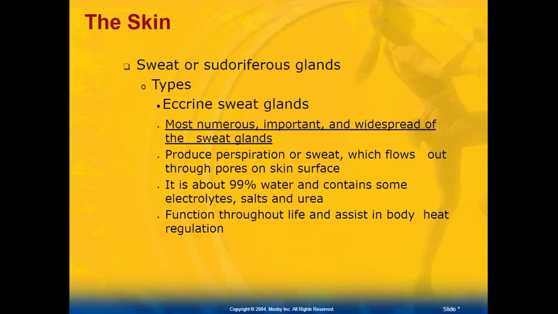The eccrine, like it says, is the most numerous, important, and widespread of the sweat glands. It produces the fluid, or sweat, on the outside of the skin that beads up, which allows the body to cool off when you exercise or get too hot. Conduction, convection, radiation, all that stuff. So the eccrine glands are good. This is what we wipe off our head or have on our arm. So we definitely want the eccrine glands.